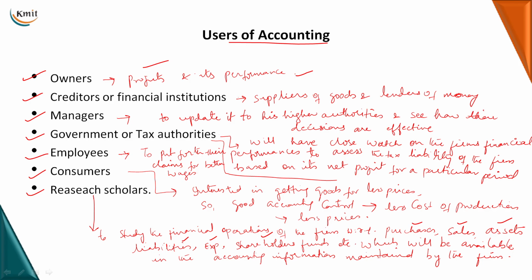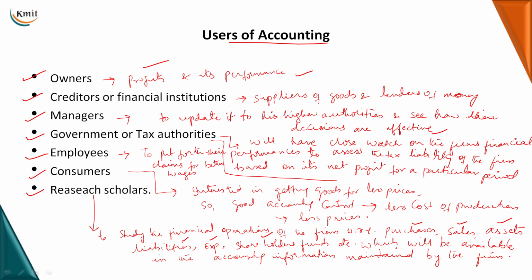Creditors or financial institutions can be suppliers of goods on credit and lenders of money, whether private financial institutions or public financial institutions. Managers need this accounting information to update their higher authorities to see how effective their decisions are.